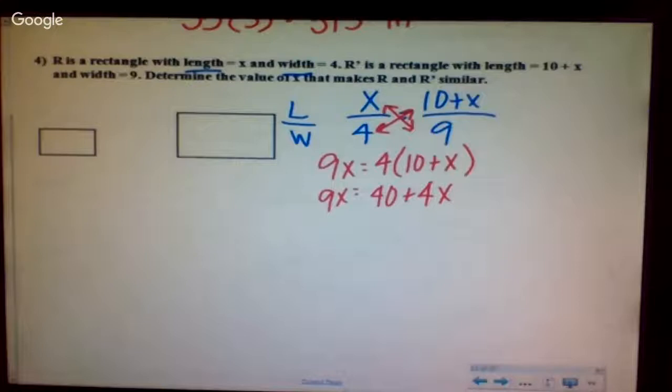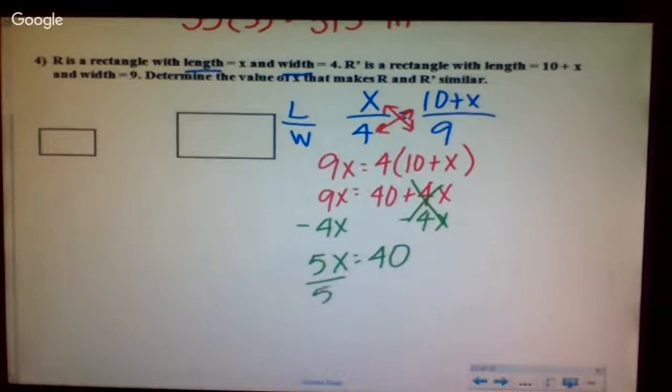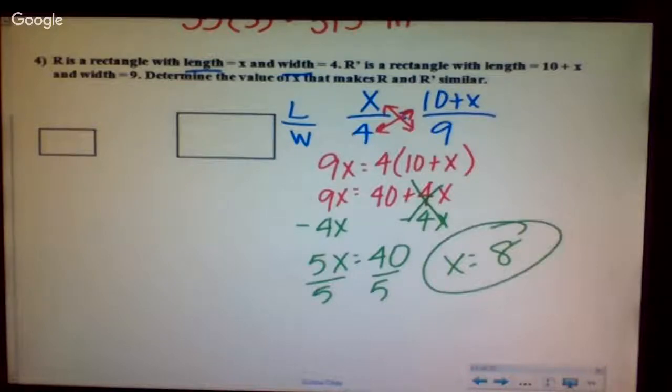Marcus said I need to subtract 4x from both sides to make my X's go to one side. I'm left with 5x equals 40. We divide by 5 and x equals 8. Do we have to write all the equations then, or are we just good with finding the variables? All it says in this one is determine the value of x that makes R and R prime similar. So you are good to go.